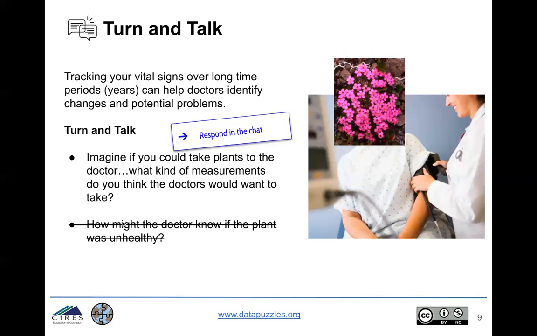I crossed this question out, but this is how you would follow up with students. After you've established that there are these different characteristics doctors might want to measure in plants, a doctor might know if a plant was unhealthy if there were changes in the height or the color or the phenology, the number of leaves, if those things change.